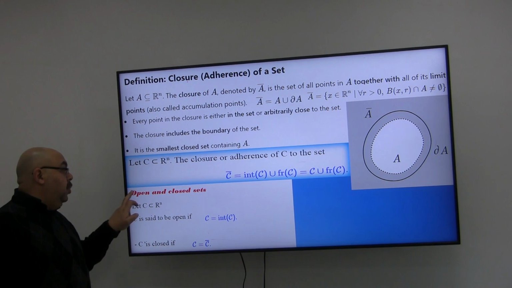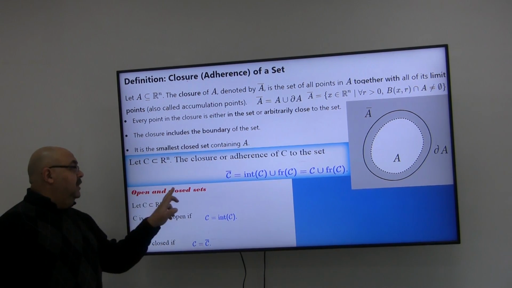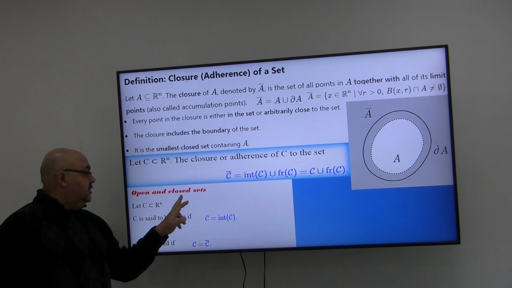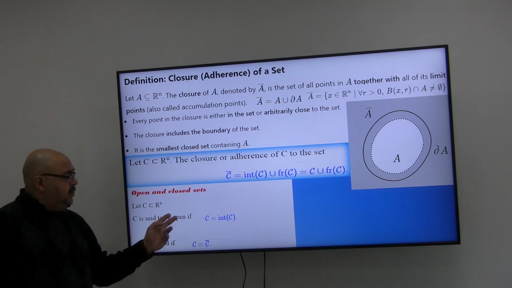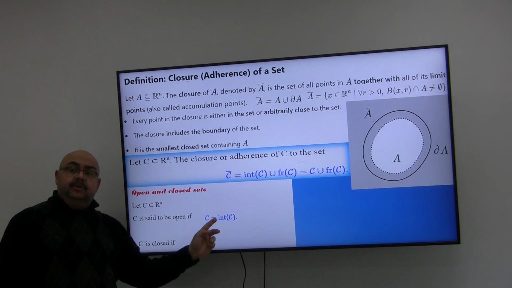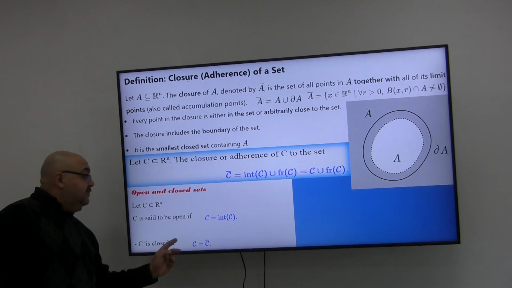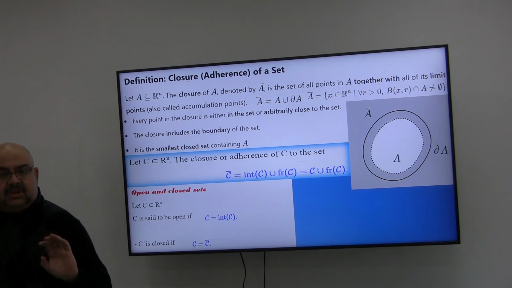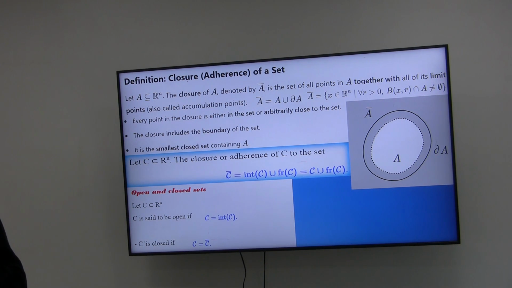An open ball, closed: what are the open and closed sets? When to define an open set, when to define a closed set. C is said to be open if C equals its interior. And C is said to be closed if C equals its closure. It's a closed set once the set is equal to its closure, meaning the interior plus the boundary. And open means the interior without the boundary. Okay? That's it. And this is also very important to define if it is open or closed.